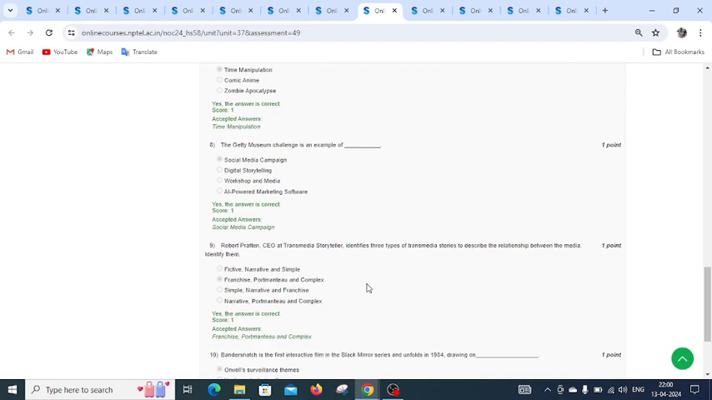Robert Pratten, CEO at Transmedia Storyteller, identifies 3 types of transmedia stories to describe the relation between the media. Identify them. That is franchise, portmanteau, and complex.